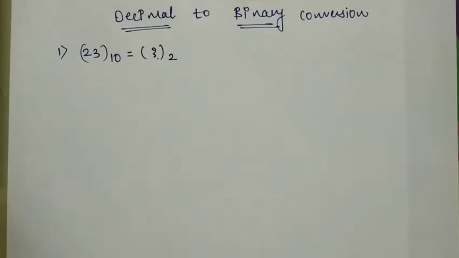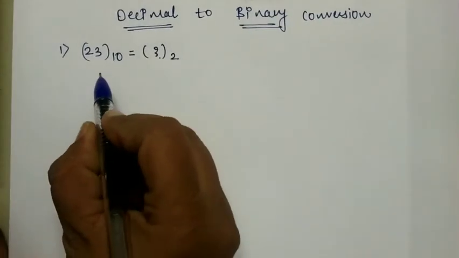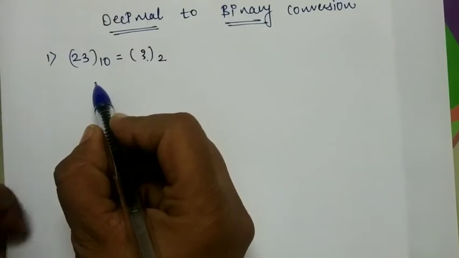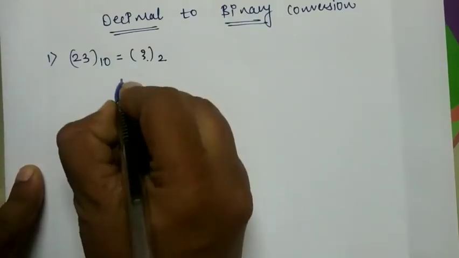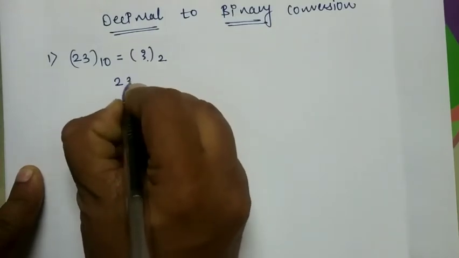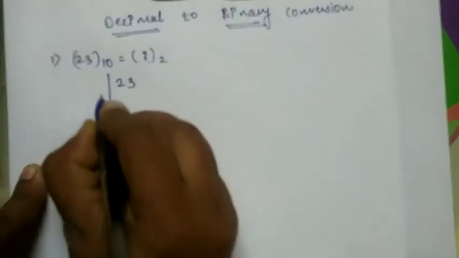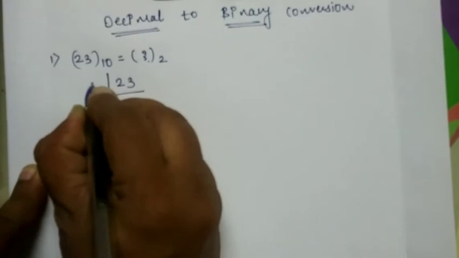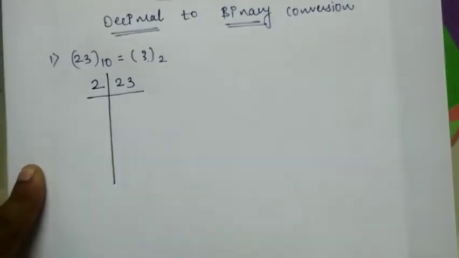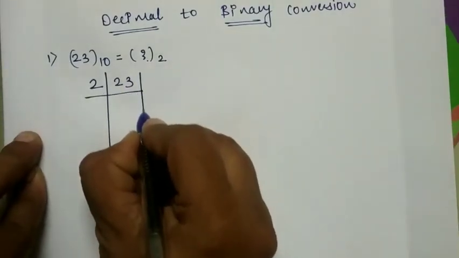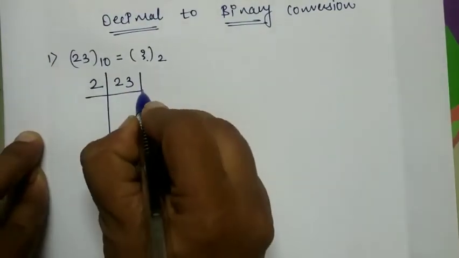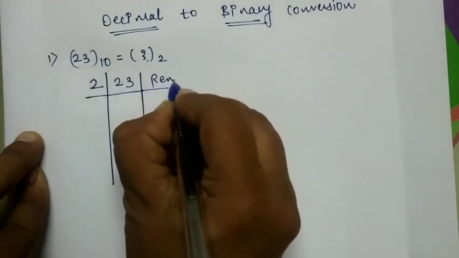So let us solve an example. The first example is 23 to the base 10. We have to convert this 23 into a binary number. So let us solve this. 23 is the given decimal number. So we are going to divide this 23 by 2, where 2 is the divisor and 23 is the dividend. We are going to write the quotient and remainder here.